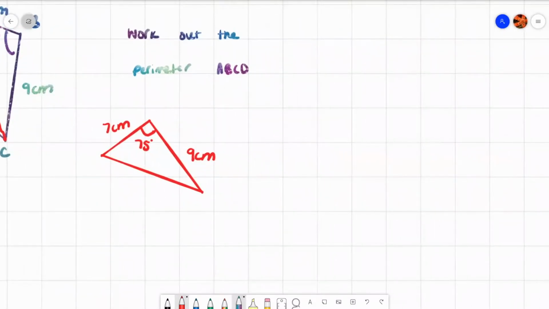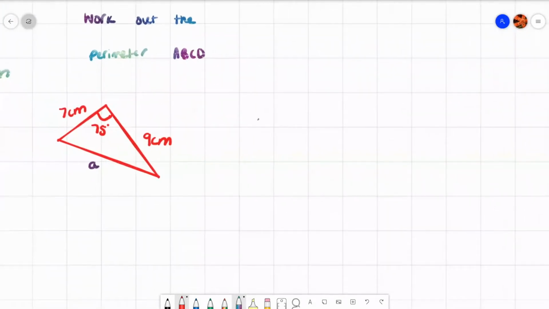Do you use the sine rule or do you use the cosine rule? Well, I use the cosine rule because if you think back to before, I'm going to work out this side here. I've got the opposite angle to it and I've got two of the sides. So I've got three sides, including the one that I want, and I've got an angle. So a squared equals b squared plus c squared minus 2bc cos A.